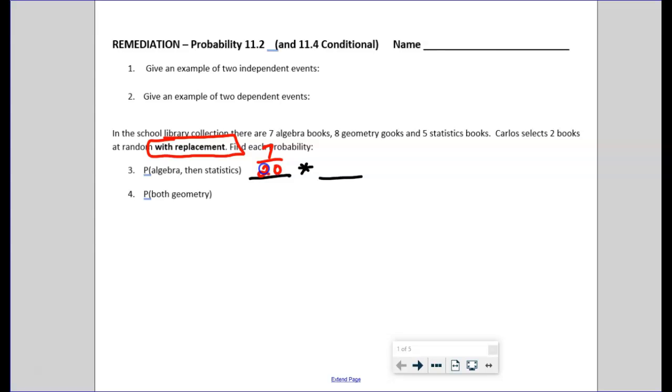And then we put that algebra book back in, and then a stats book. So I come back and I say, oh, there's 5 stats books out of all of the 20 books that are in there. So you just multiply these together on your calculator, hit math, enter, enter. I don't have a calculator, so let's see, I think it comes out to 7 over 80. If you wrote it as a decimal instead of a fraction, that works for me.